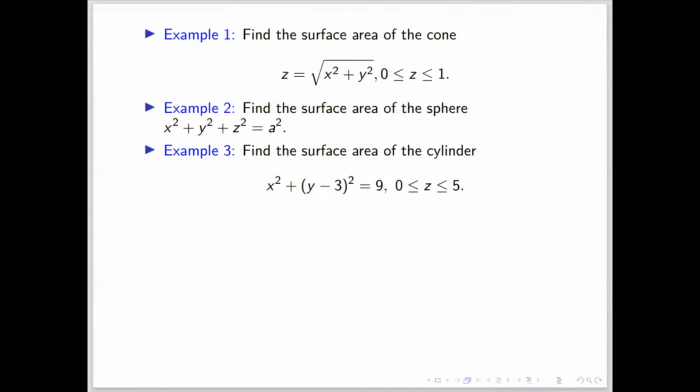So good afternoon everyone. So far we have seen the parametric representation of curve and surface, like one parameter and two parameter. For curve we have seen the length of the curve, and for surface we have seen the surface area.